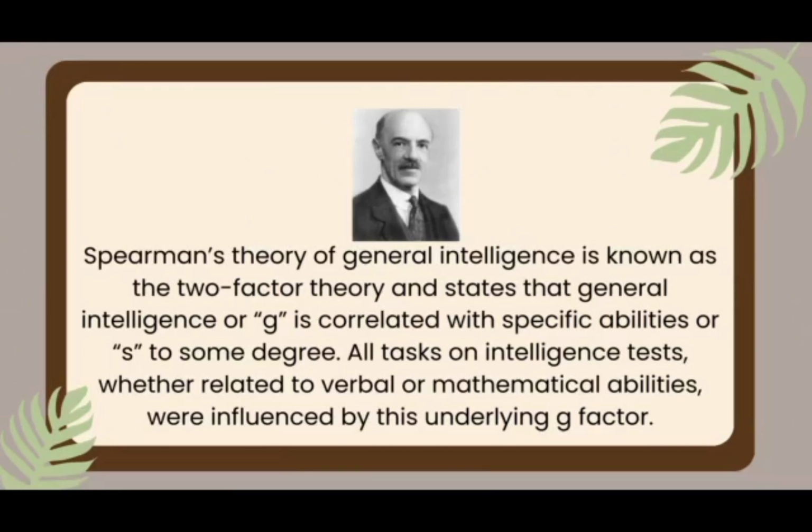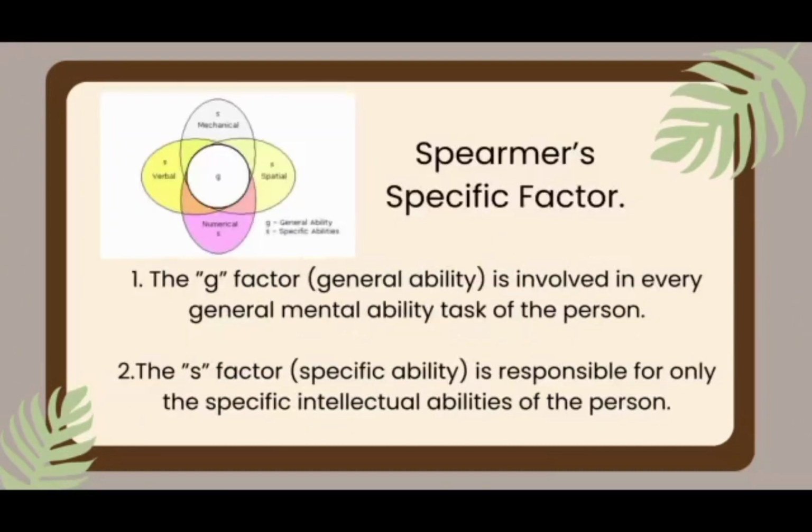All tasks on intelligence tests, whether related to verbal or mathematical abilities, were influenced by this underlying G factor. Spearman's two factors: the first one is the G factor, general ability, which is involved in every general mental ability task of the person. The second one is the S factor, specific ability, which is responsible for only the specific intellectual abilities of the person.